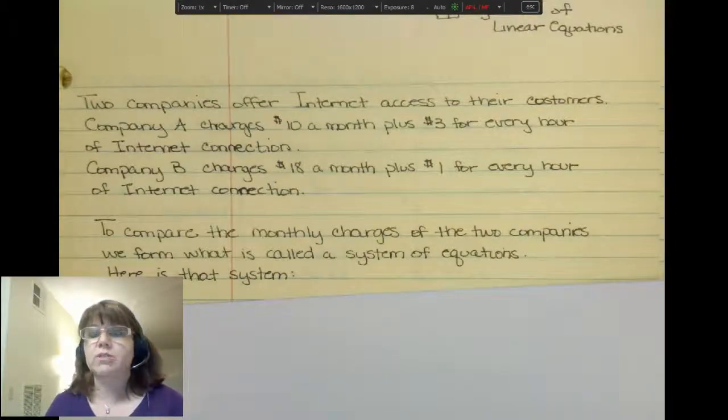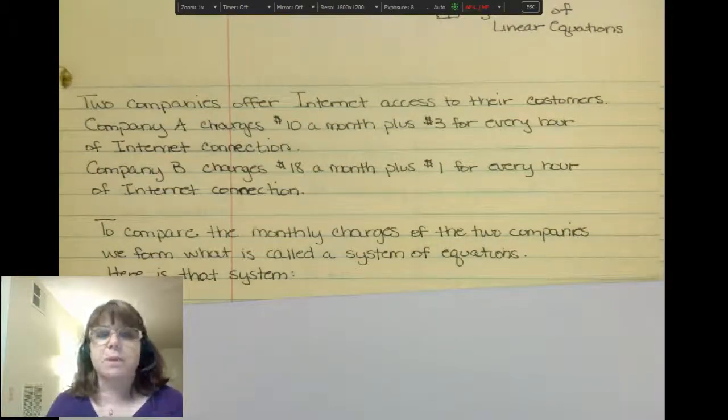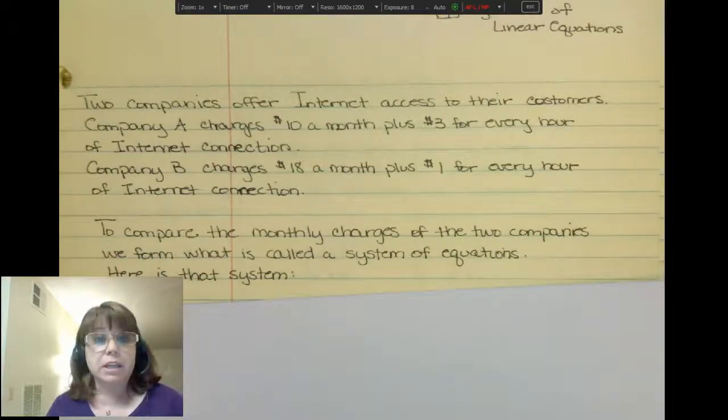We're starting to learn about systems of linear equations. For example, here's a setup. We have two companies that offer internet access to their customers. Company A charges $10 a month plus $3 for every hour of internet connection. Company B charges $18 a month plus $1 for every hour of internet connection.